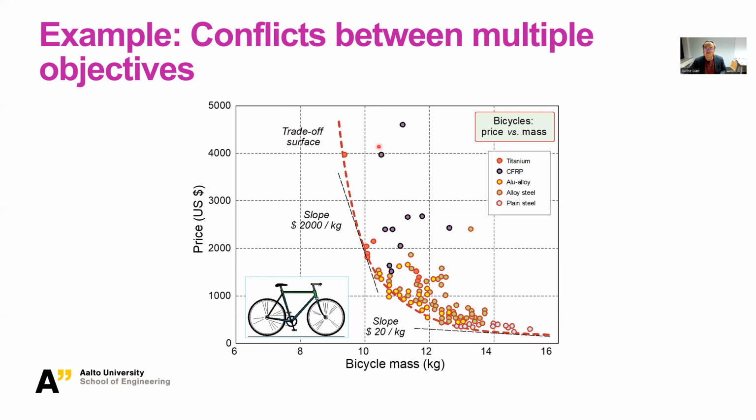So you will find very expensive ones, and at the same time they're also pretty light. If you want to go for low price, so rather cheap ones, they will automatically become rather heavier. This is just a natural outcome. And this actually just displays this kind of conflict between multiple objectives.